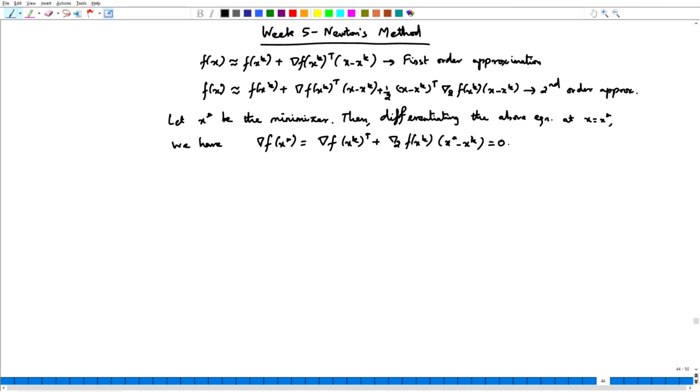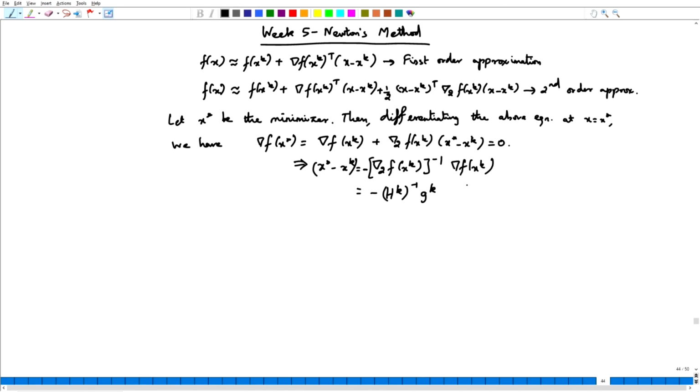So, this should be equal to 0, and therefore, x star minus x k is actually minus of del 2 f of x k inverse del f of x k. Okay, so, no transpose, sorry. So, we will in short write this as minus h k inverse g k.